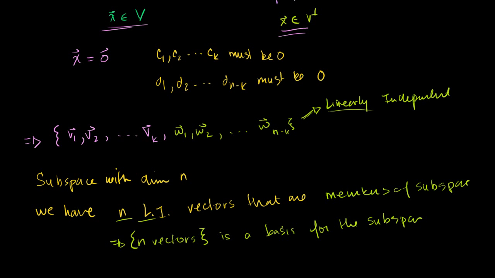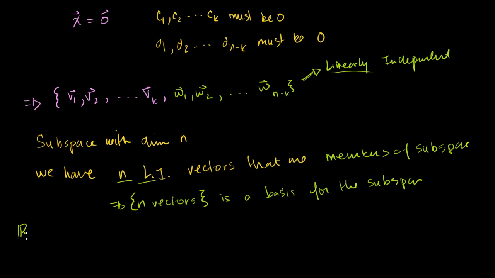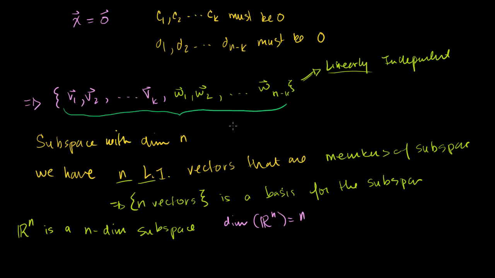Now, Rn is a subspace of itself. Rn is an n-dimensional subspace. We could write the dimension of Rn is equal to n. Now, we have n linearly independent vectors in Rn. So that tells us that these guys right here are a basis for Rn.